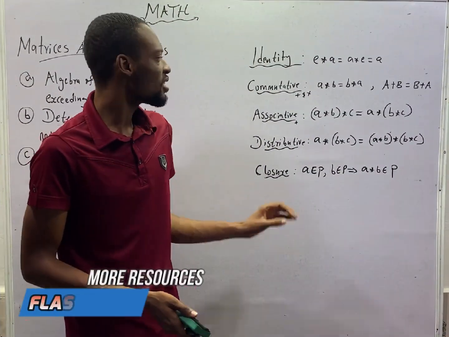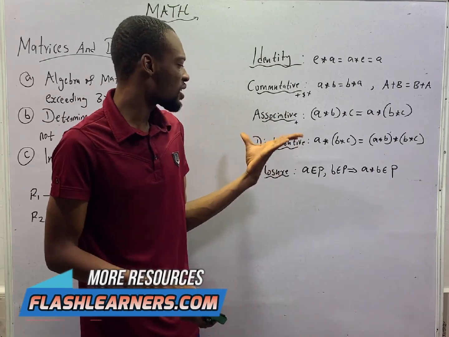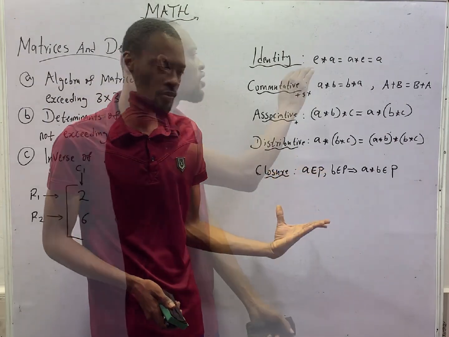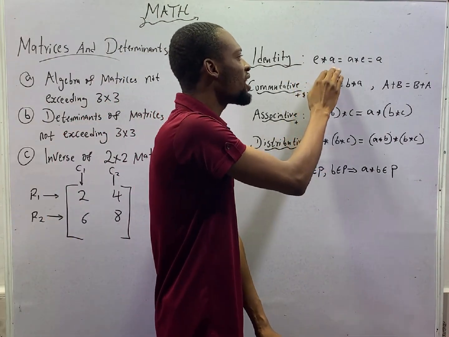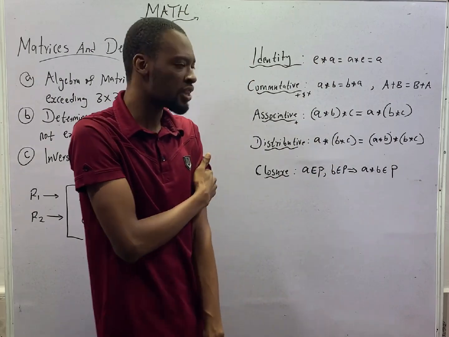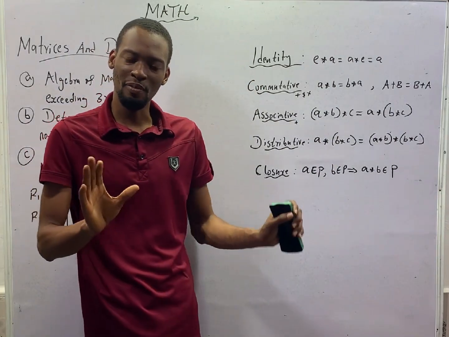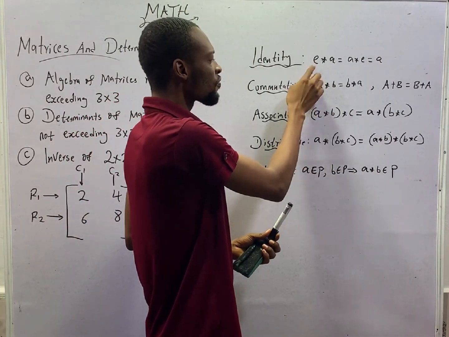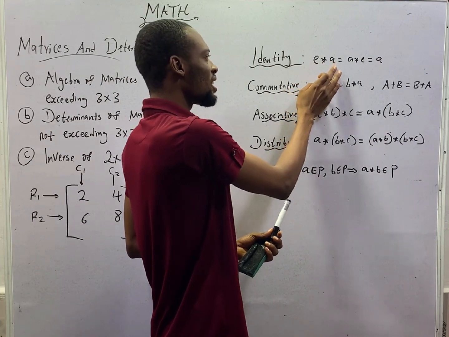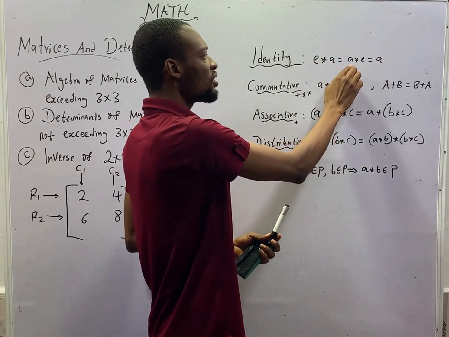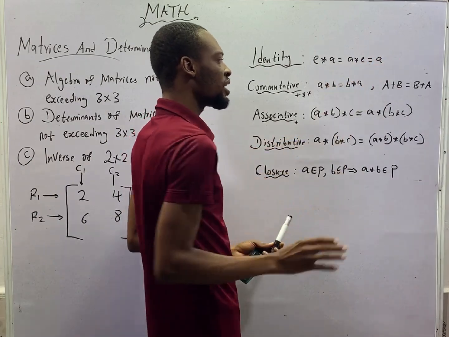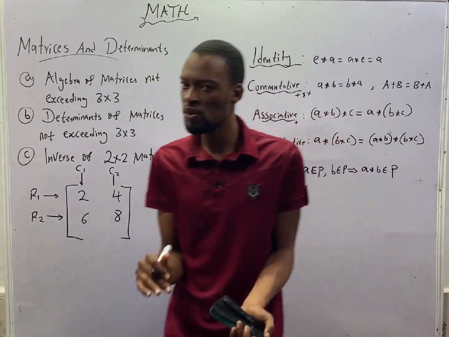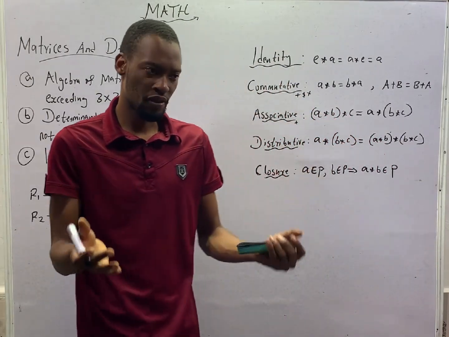Identity property, commutative property, associative property, distributive property, and closure property. If E star A equals A star E equals A, what property of binary operation is this? Now, E is the identity. You operate a number with the identity, and at the end, you get the number. That is simply the identity property.